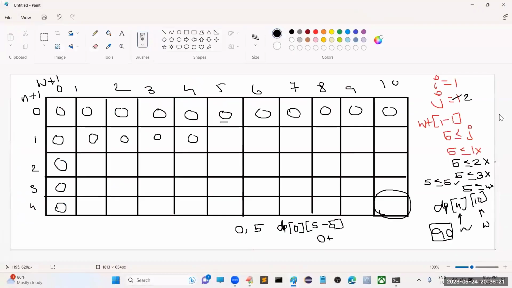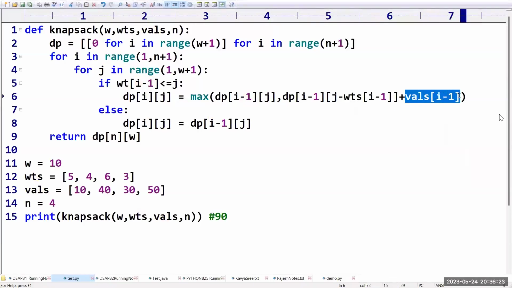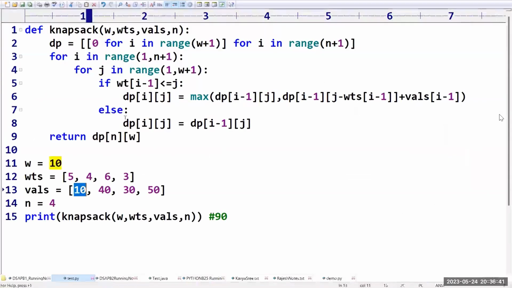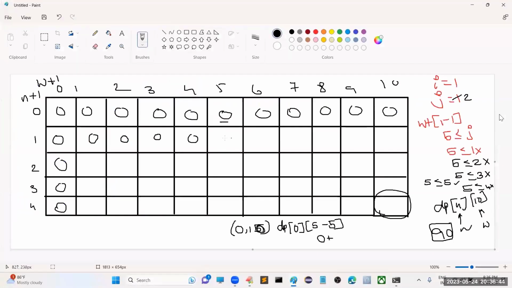So 0 plus, now you can see the weight we are going to include, that profit we are going to take. Value of i minus 1. i value is 1, right? 1 minus 1 will become 0. Value of 0 is what? 10. So here we are going to get a 10. So among these two values, 0 and 10, the maximum is 10. So here we are selecting the first weight. Okay, here we are going to select the first weight. Like that we keep on tracking. Finally, by ignoring the items, by selecting the items, we are going to get the final answer.